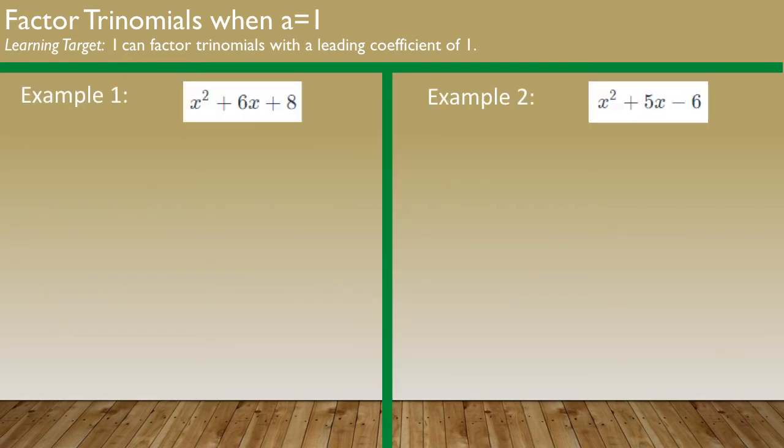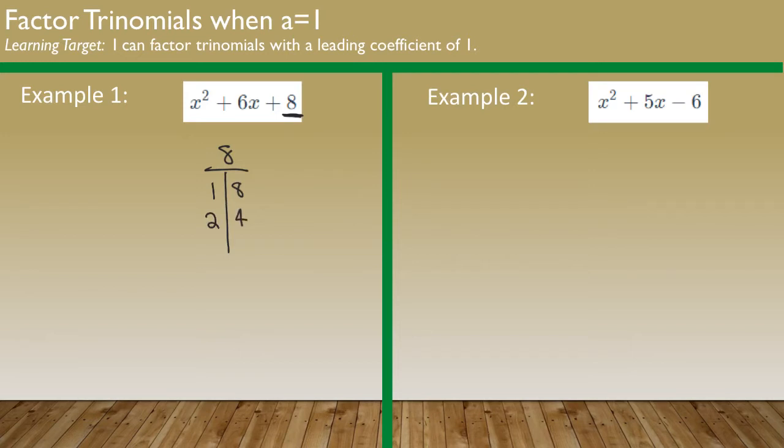So first one, x squared plus 6x plus 8. So here's what I'm going to do every time. This last number right here, I'm going to factor it. So 8, and I'm going to divide that by 1. And when I divide 8 by 1, I get 8. So that means that 1 and 8 are factors of 8. And then if I divide by 2, I get 4. So that means that 2 and 4 are also factors of 8.